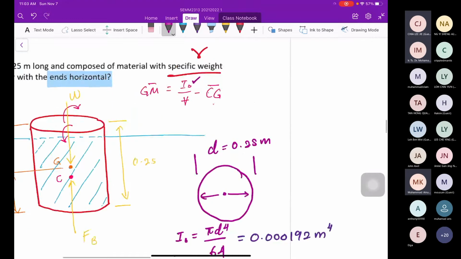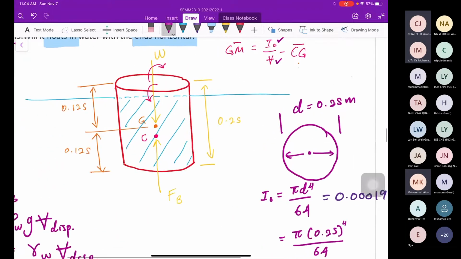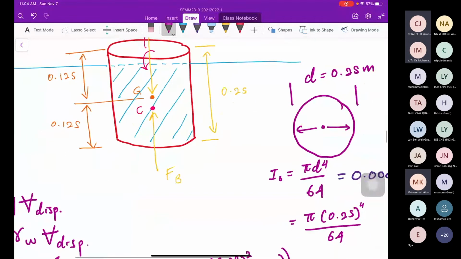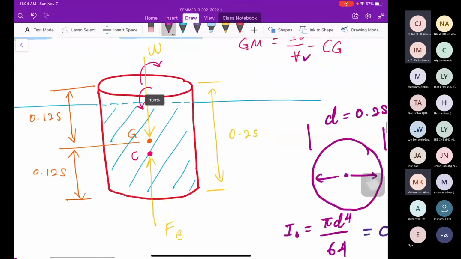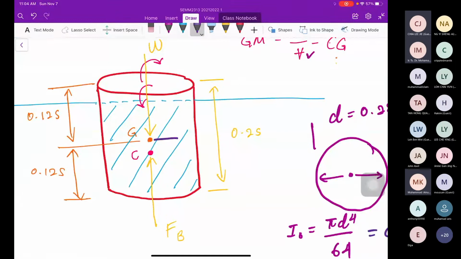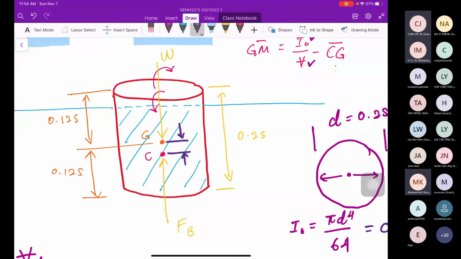After I discover the V displaced, I need to find the CG. So how to calculate the distance from C to G? You can look at here. CG, I want to calculate the distance. Let's analyze. I want to know this one only, the CG. How should I do? Any idea how to calculate the CG? We have all the dimensions. Very simple. Any idea?